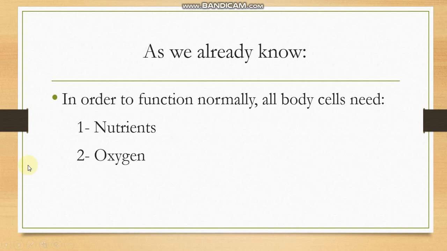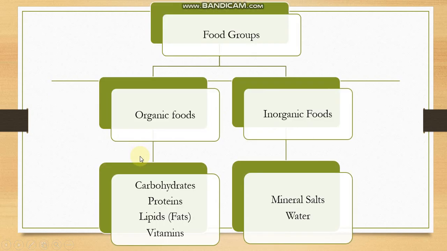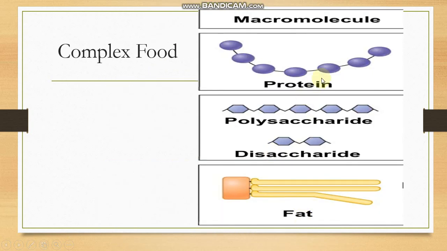As we already know, in order to function normally, all body cells need nutrients and oxygen, for sure. And we already explained in activity 1 that food could be classified into organic and inorganic. Organic like carbohydrates, proteins, and lipids and vitamins, while inorganic are the mineral salts and water. Okay? ونحن شفنا the structure of proteins, carbohydrates like polysaccharides and disaccharides and fats. وشفنا إنه how the foods, they are considered as complex foods.